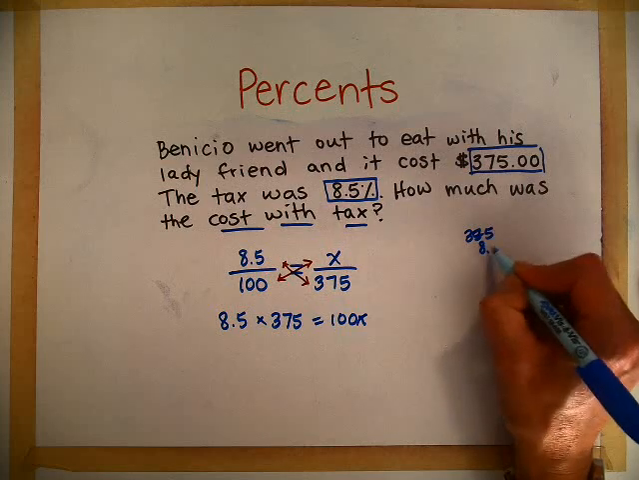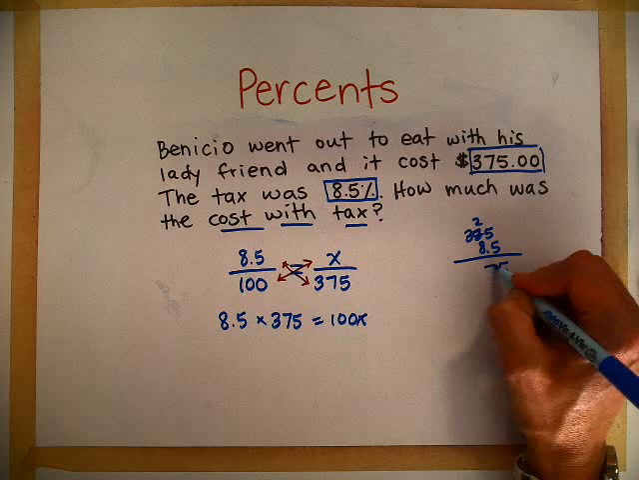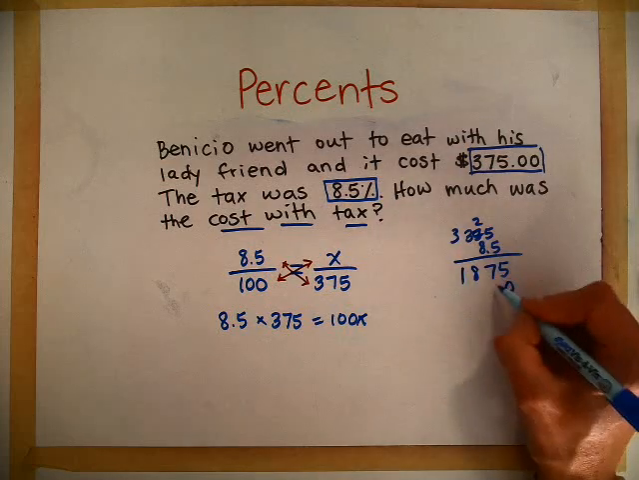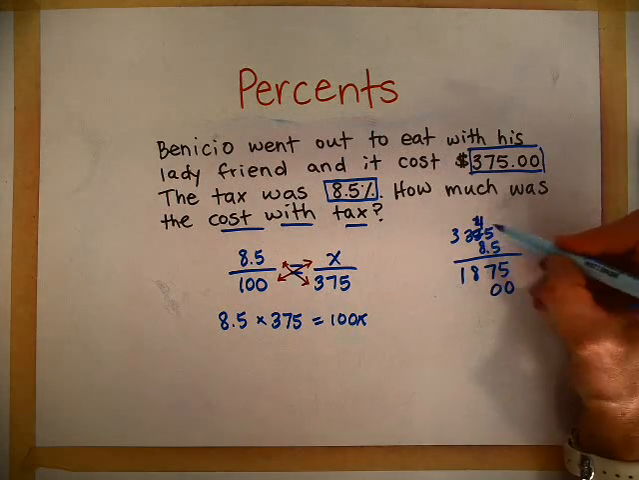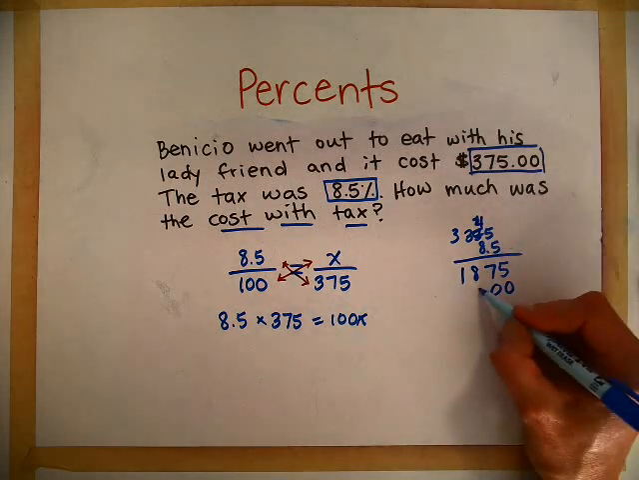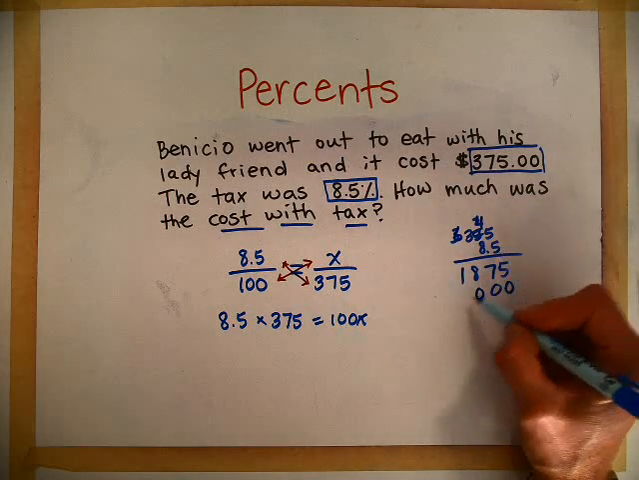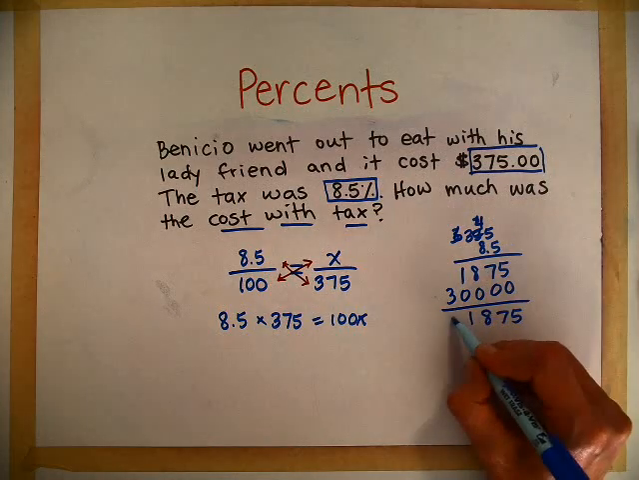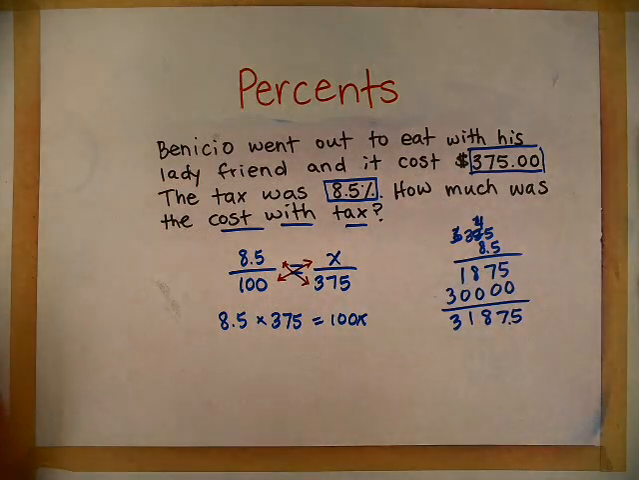375 times 8.5. 5 times 5, 25. 7 times 5, 35. There's 7. 15, 6, 20, 18. 0, 8 times 5, 40. 8 times 7, 56. 60. 8 times 3, 24. So 30. 5, 7, 8, 1, 0. Again, you guys can skip this part if you already know how to multiply.